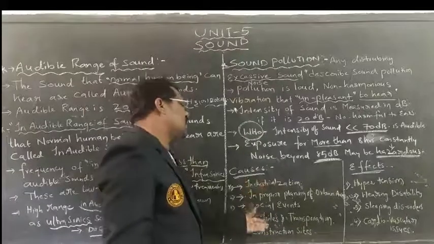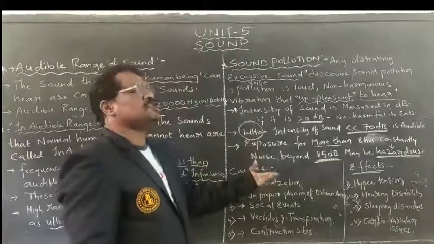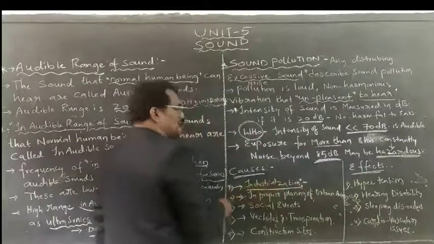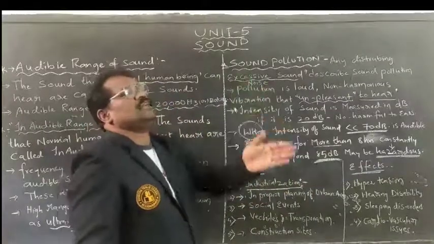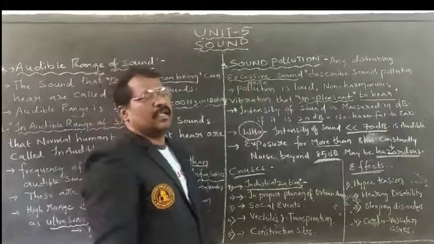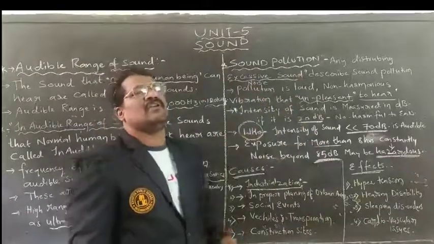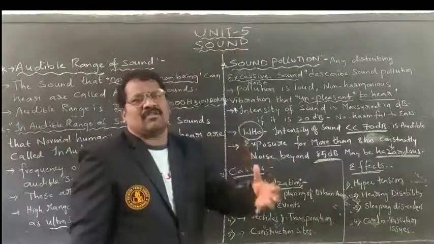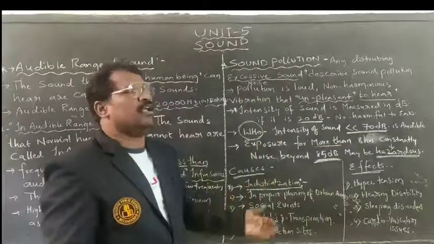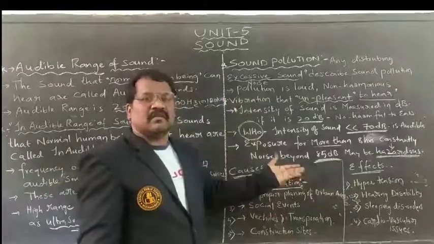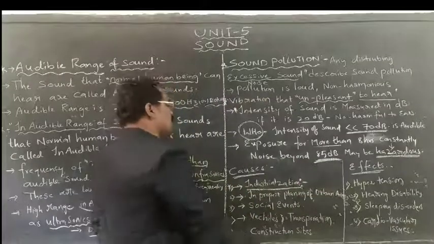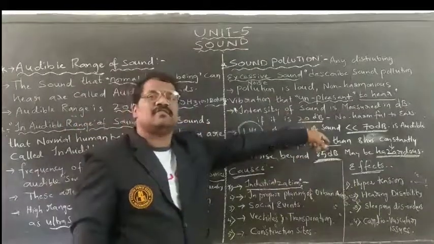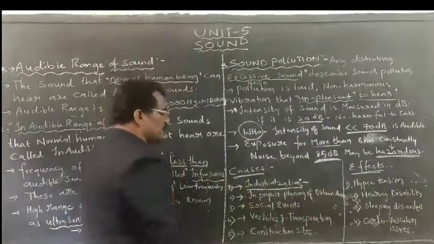How does this sound pollution occur? What are the main things which cause sound pollution? First one is industrialization. As industrialization gradually increases in towns and cities, many machineries get working in industries. As machines work, they produce a lot of sound, a numerous amount of sound, which is called sound pollution. As industrialization grows in towns and cities, sound pollution gradually increases.